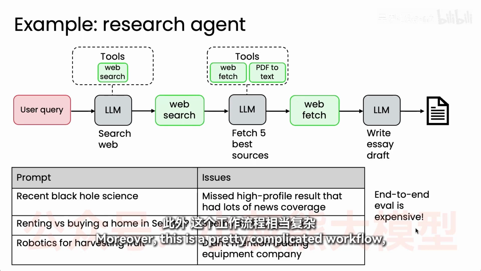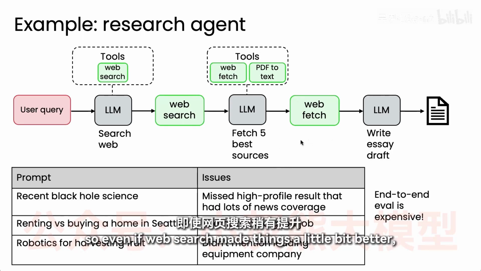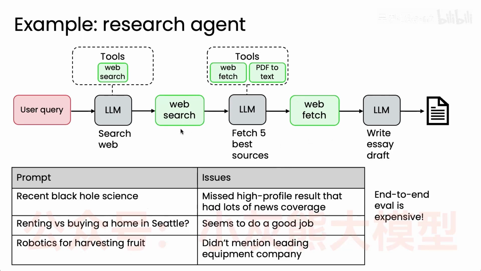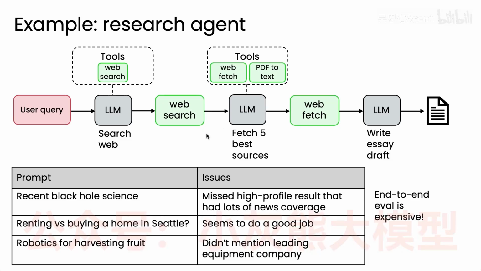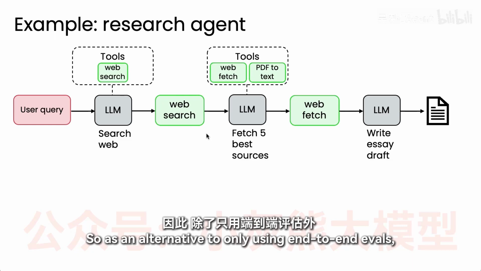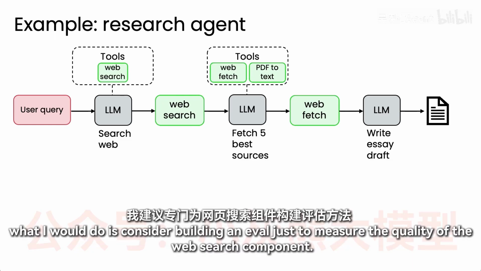Moreover, this is a pretty complicated workflow, so even if web search made things a little bit better, maybe noise introduced by the randomness of other components would make it harder to see little improvements to the web search quality. So as an alternative to only using end-to-end evals, what I would do is consider building an eval just to measure the quality of the web search component.